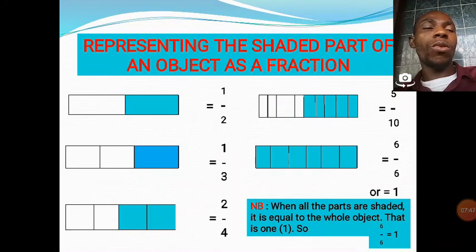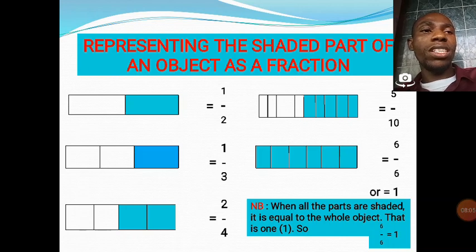And so therefore, as we have this object divided into 6 equal parts, 6 parts are shaded out of the 6 equal parts, and so we have 6 out of 6. And this can also be written as 1 because all the 6 parts come together to form the whole object itself, and so we have a whole or 1.